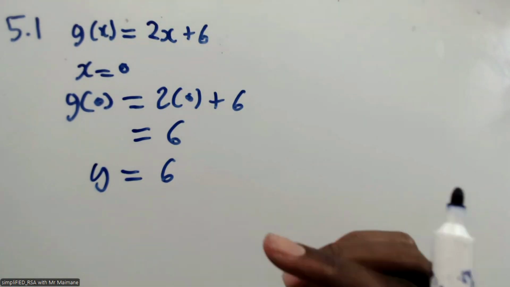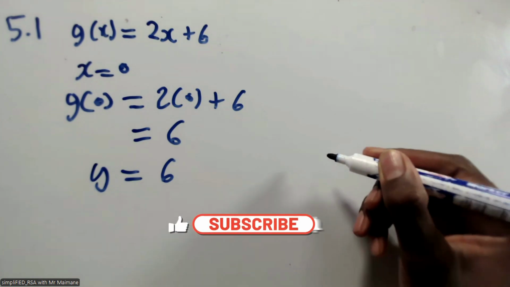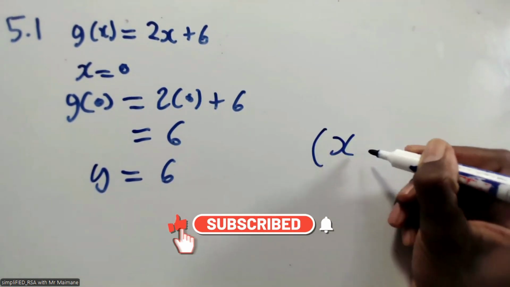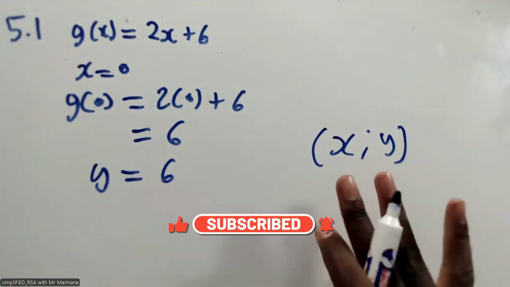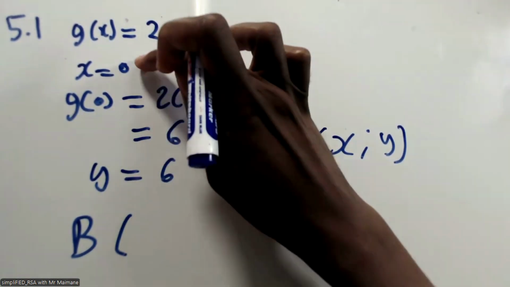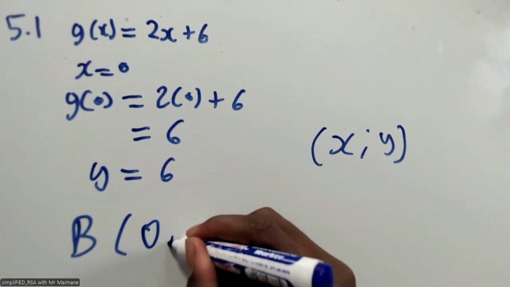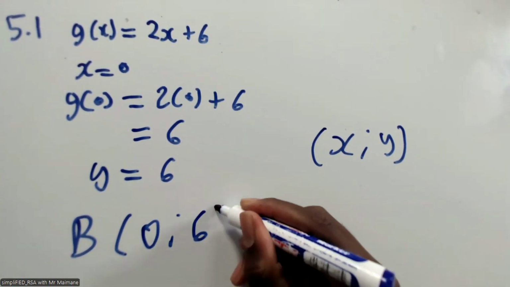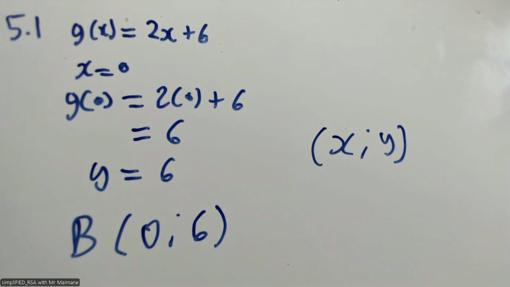And if y is equal to 6, to represent a point, we know that a point is represented as x and y like that. Meaning the coordinates of B are: x is 0, and when x is 0, y is 6. So B is (0; 6).